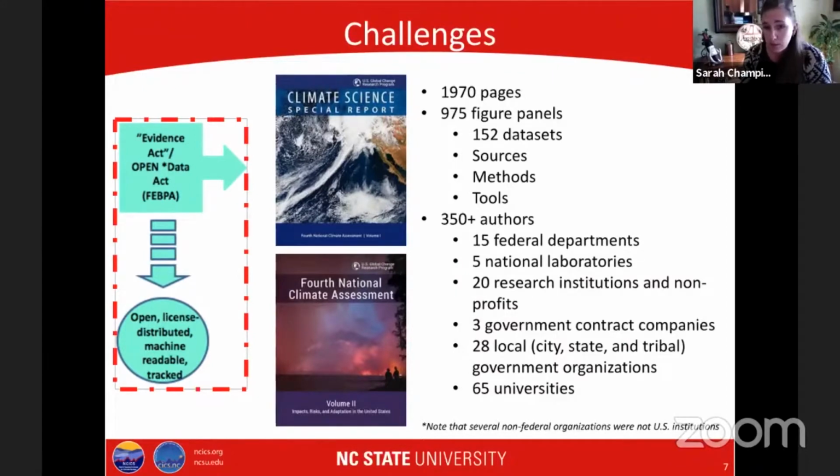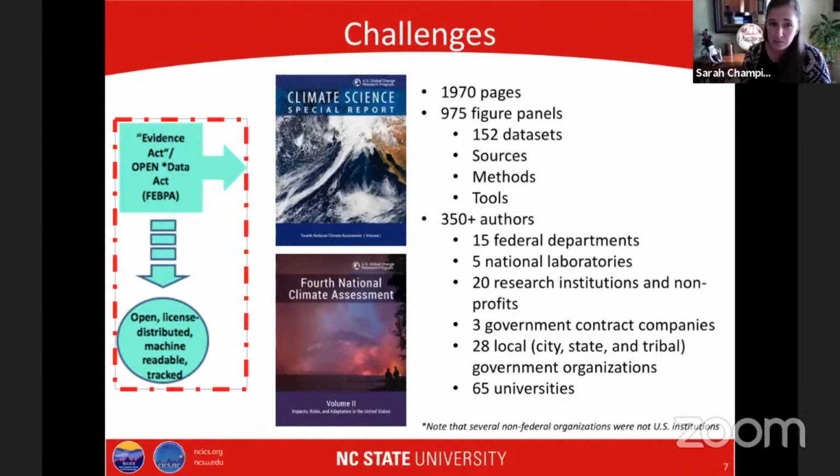So for example, in both of the volumes for the fourth assessment, we had nearly 2,000 pages of text, nearly 1,000 individual figure panels contributed by 152 different cited data sets, a variety of sources, methods, and tools, contributed by more than 350 authors with affiliations spanning across 15 federal departments, 5 national labs, 20 research institutions and nonprofits, 3 government contract companies, 28 local government organizations, and 65 different universities. So in short, it's no small challenge.